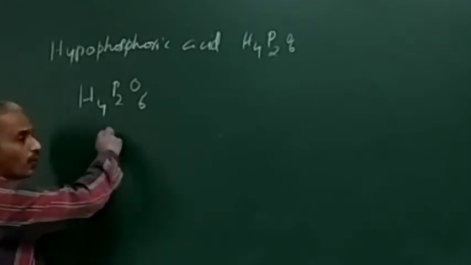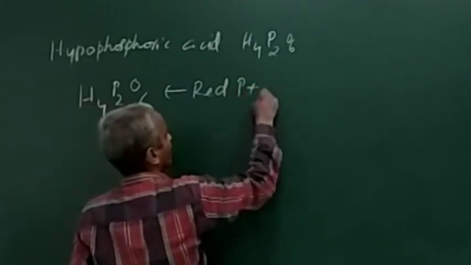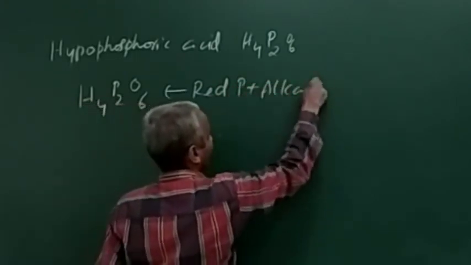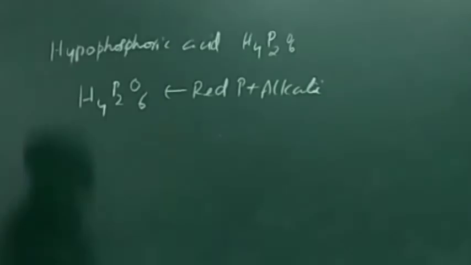How to get this compound? Red phosphorus you treat with an alkali like sodium hydroxide. You are going to get hypophosphoric acid.